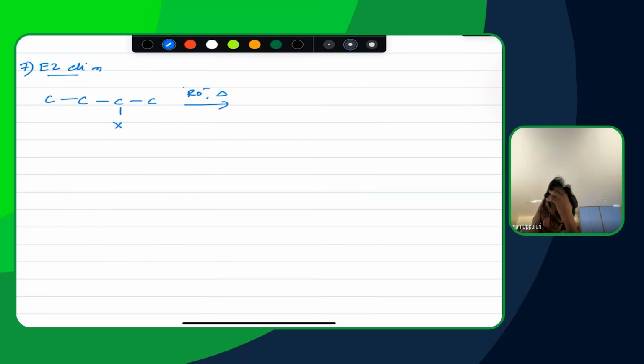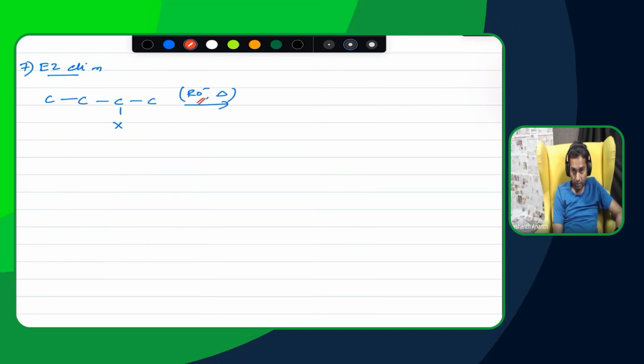This is a reaction involving alkoxide, so it does involve alcohols. That's the one. So in this particular case, you're going to have an elimination reaction happening.